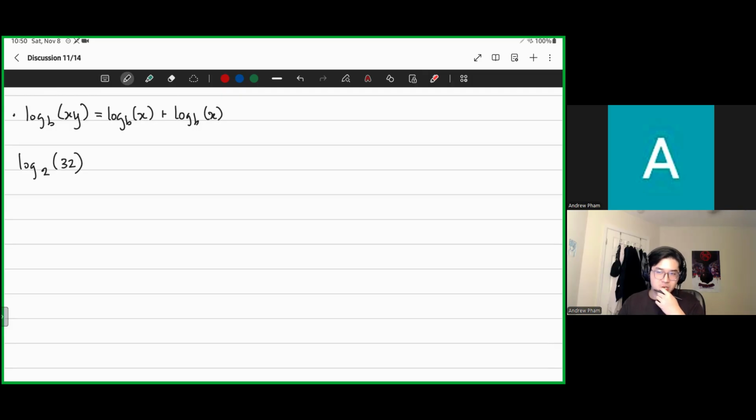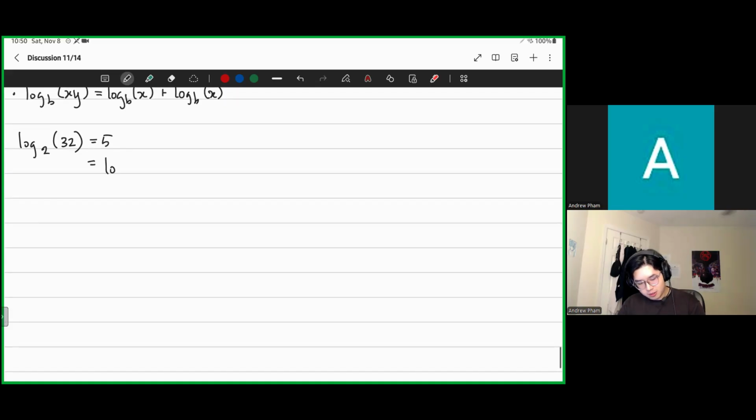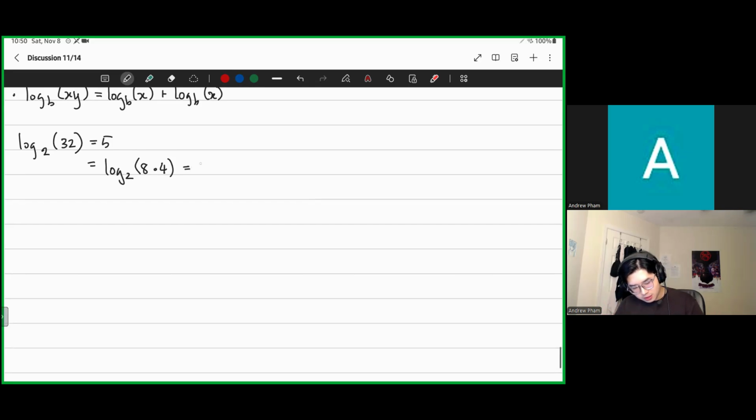If I didn't know that it was 5, this does equal 5, but let's say I didn't know it was 5. Well, I can break this up as log base 2 of 8 times 4. I do know that power. And using the log rule, I can say that this is equal to log base 2 of 8 plus log base 2 of 4.